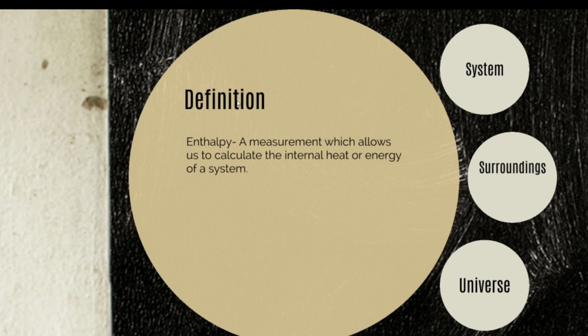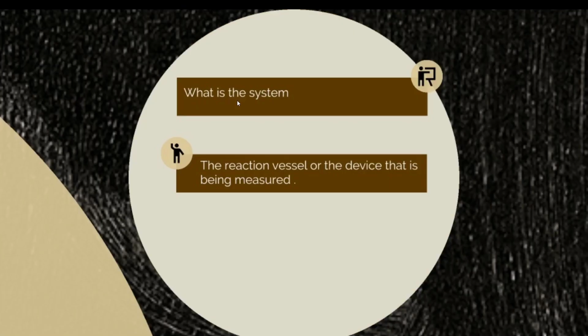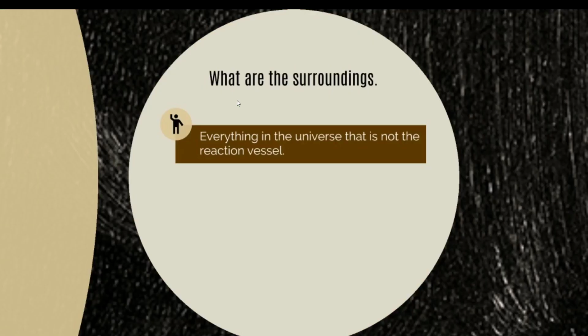And now we'll say, okay, so what does that mean? Let's talk about a system. So what is a system? In this case, a system is going to be the reaction vessel or the device or whatever is being measured. So whatever thing that we're interested in, whatever change that we are trying to do, is going to be our system. This is going to be followed by our surroundings, and that's going to be everything that is not in our system. So we have what's in the system, and then we have the surroundings that are outside of the system.